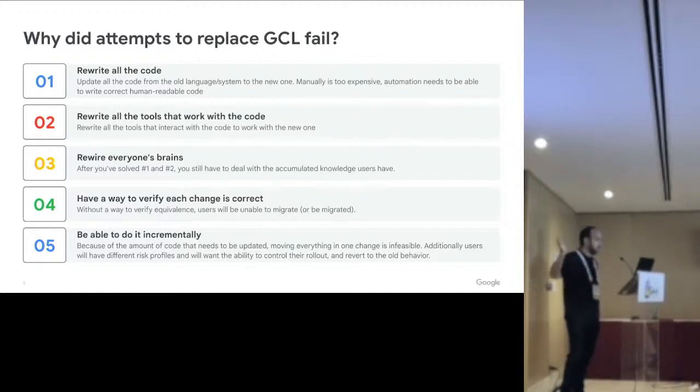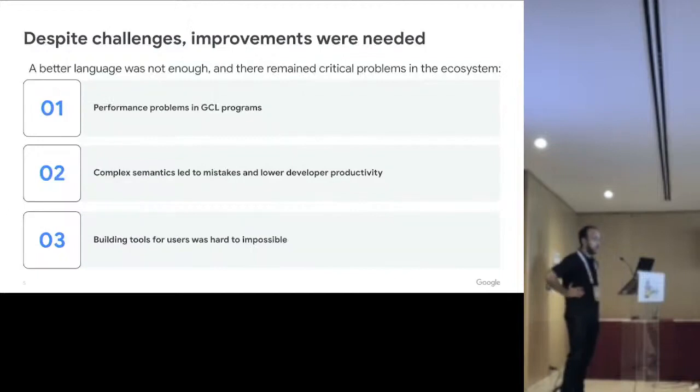So these five problems were not solved for those earlier attempts, and that's why they failed. But we still felt that there were improvements that could be made to the configuration ecosystem, by changing the language and the tools available, that made it worth it for us to keep exploring.